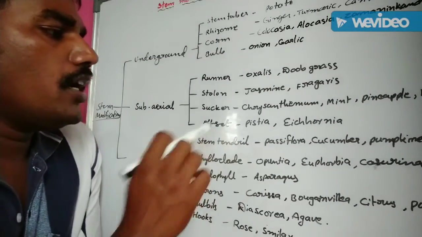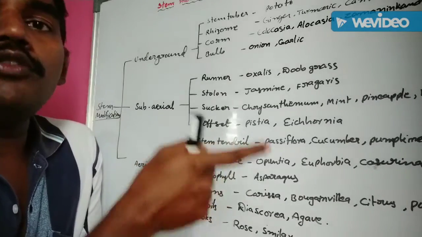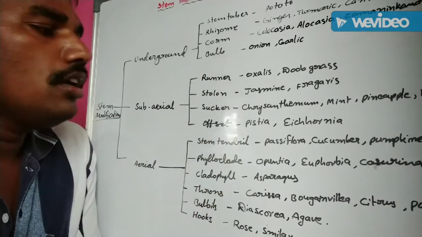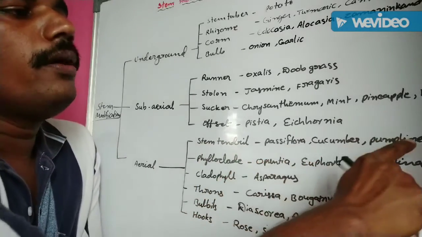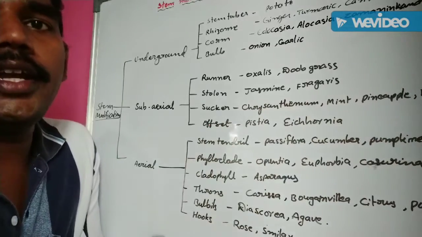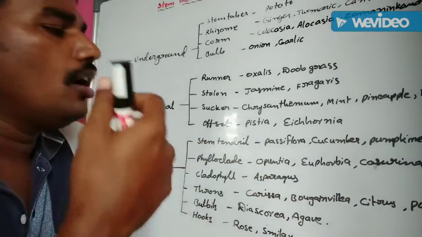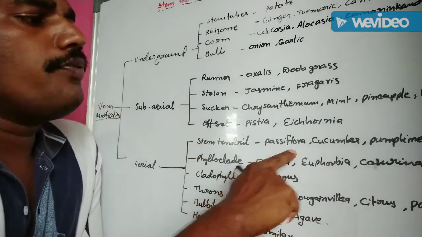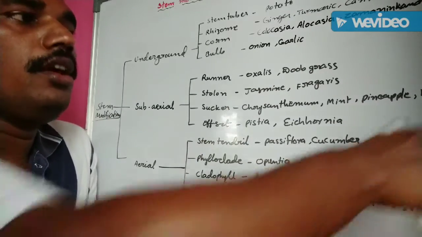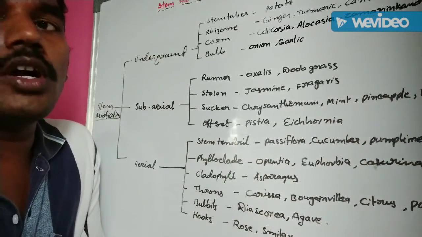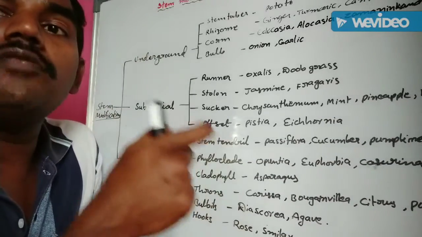First one, stem tendril. Tendrils are a modification of the stem. A stem modified into a tendril is known as a stem tendril. Examples: Passiflora, cucumber, pumpkin, watermelon, grapevine, etc. In a stem tendril, either an axillary or a terminal bud is modified into a tendril. In Passiflora, cucumber, pumpkin, and watermelon, the axillary bud is modified into a stem tendril. But in grapevine, the terminal bud is modified into a tendril. These tendrils are mainly helpful for climbing because the stem is very weak.